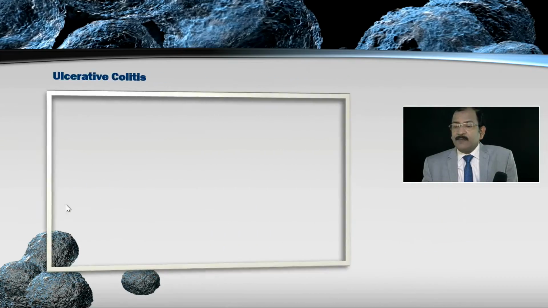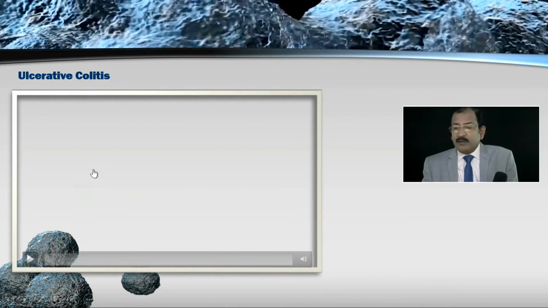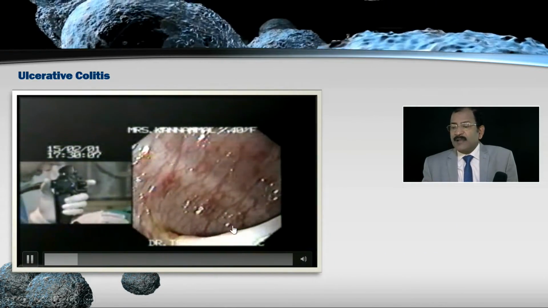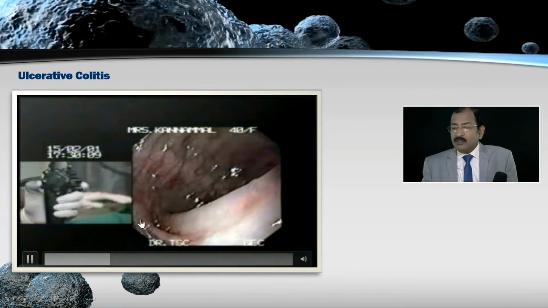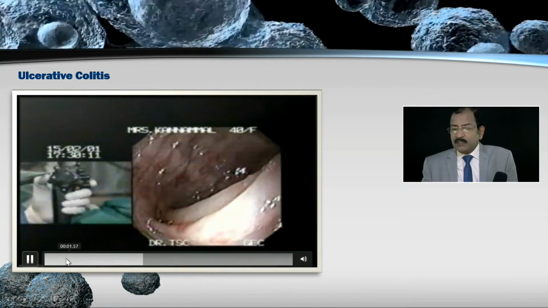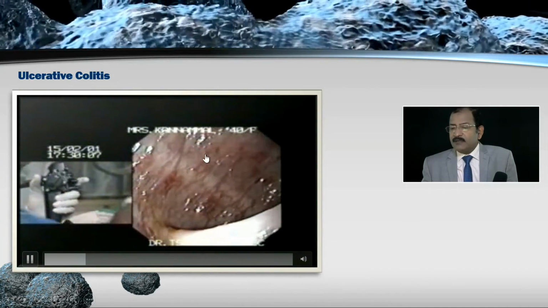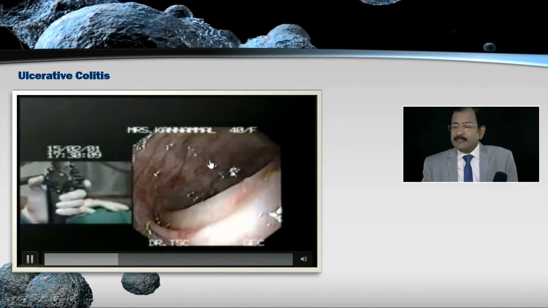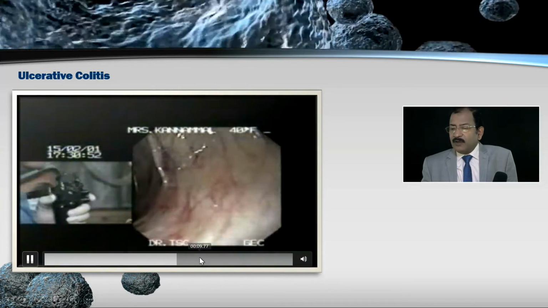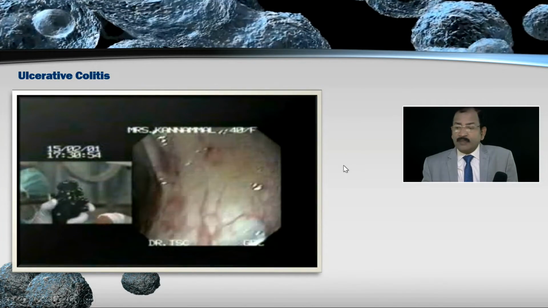Then you have ulcerative colitis. In ulcerative colitis, you have patchy discoloration, more on the distal and less on the proximal side, and you have to examine it. These are typical findings of ulcerative colitis, and again a biopsy is taken to confirm it. These all videos are present in your member area.